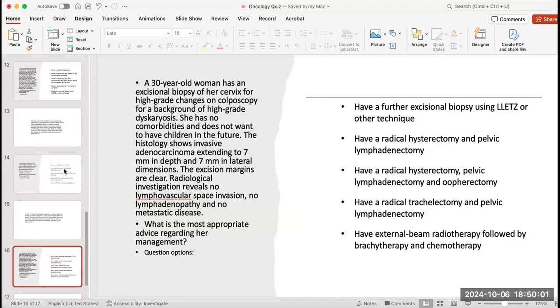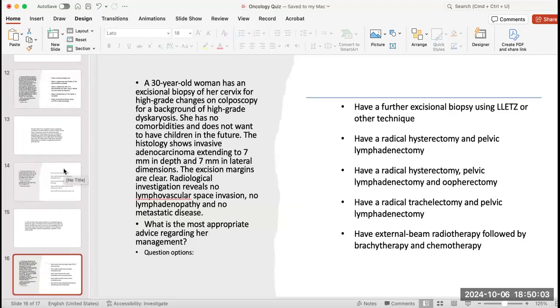If the case is 1A1, the management is local excision. Local excision is enough for early stage micro-invasive disease, correct? Okay. So the role of the trachelectomy comes from the patient who wants to preserve her fertility, from the 1A2, correct? It's a fertility sparing option.